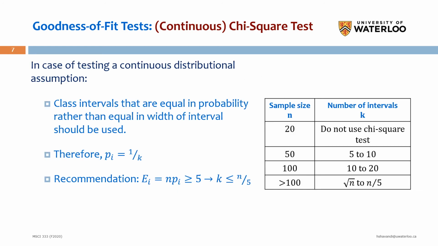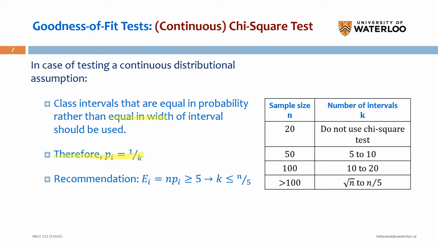Okay, so if we are going to test a continuous distribution rather than a discrete one, then instead of having intervals with equal width, we can consider intervals with equal probability. Therefore p_i becomes 1 over k. So if we have k intervals, then the probability for each interval will be 1 over k. So we'll have k intervals with the same probability.